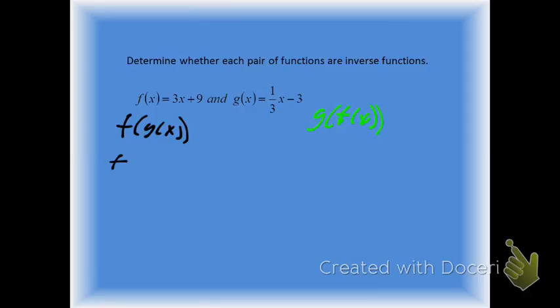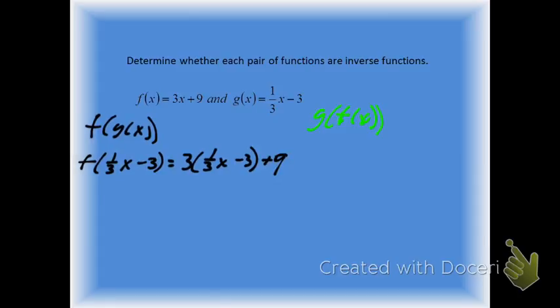So we're going to find f of 1/3 x minus 3, which is going to be 3 times 1/3 x minus 3 plus 9. Okay, distribute the 3, so you get x minus 9 plus 9, and that simplifies down to just x. So you're looking good there, but you have to do both. So double check the other one, make sure it's also going to simplify down to x.